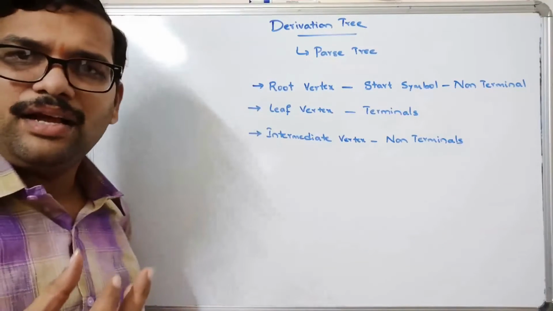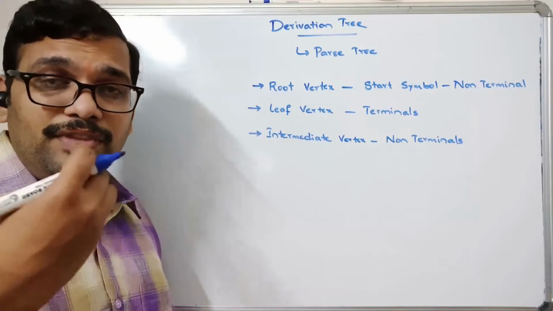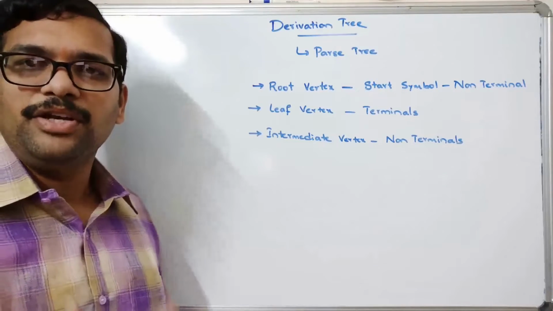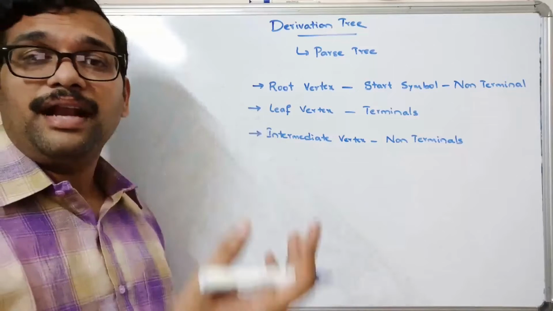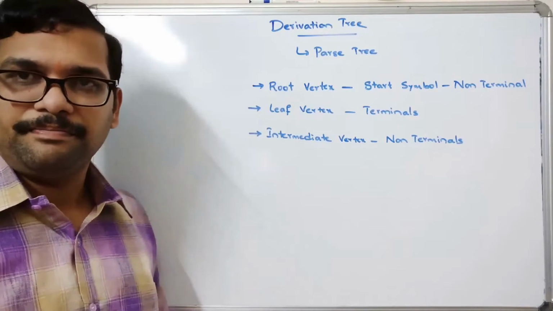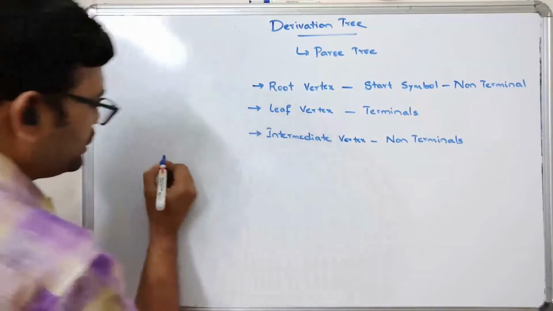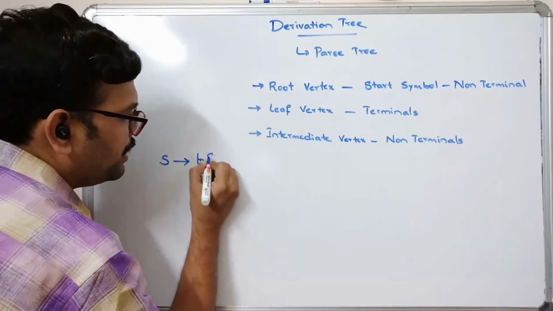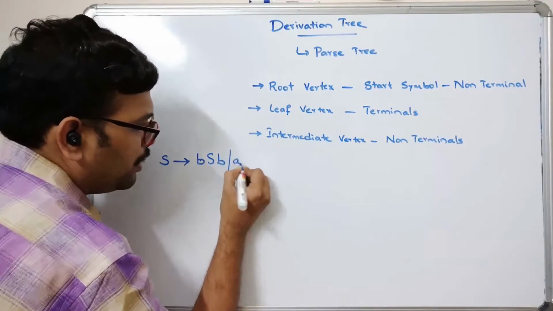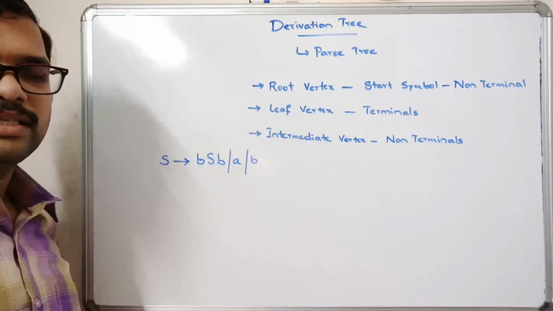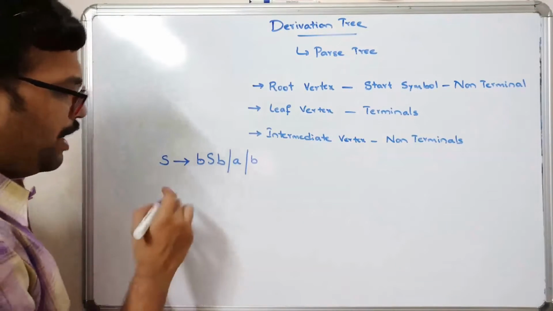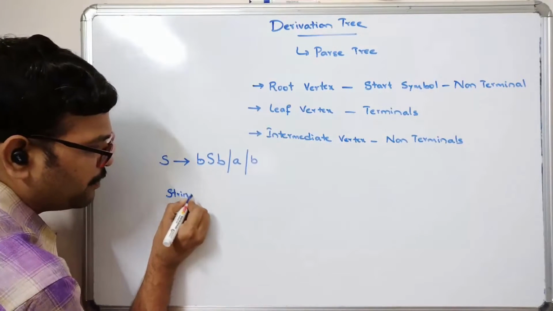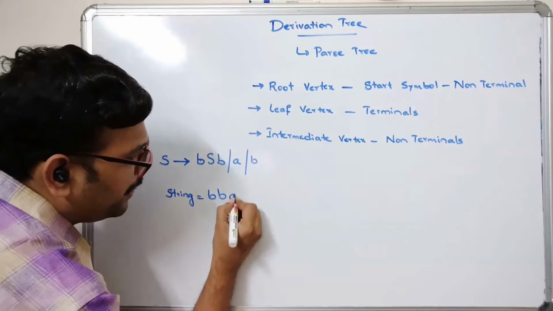So if you consider any context-free grammar, any string accepted by this context-free grammar can be derived by using some derivation, and that can be graphically represented by using this derivation tree. For example, let us take some context-free grammar: S tends to BSB or A or B. Let us take this example, and we need to construct the derivation tree for the string BBABB.